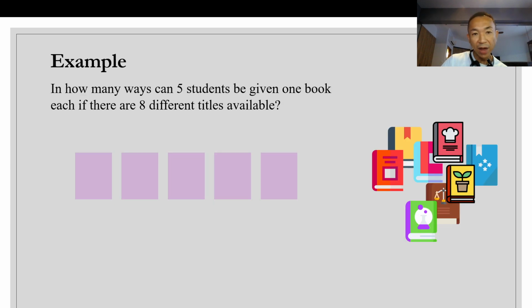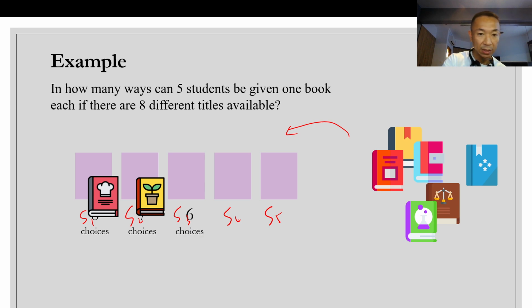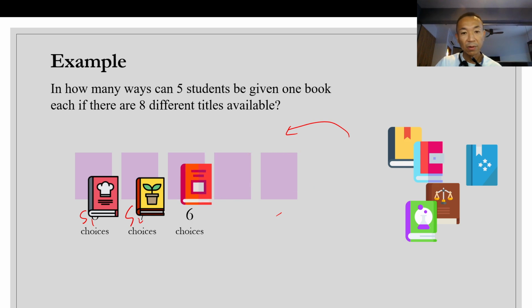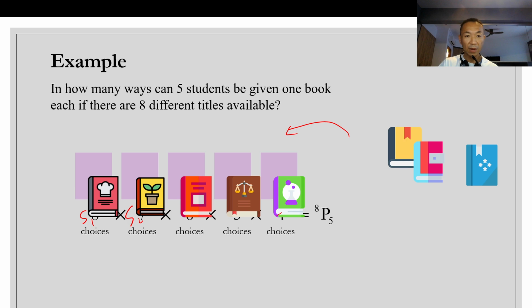Next example, how many ways can 5 students be given 1 book each? So this is basically student 1, student 2, student 3, student 4, student 5. So this problem can be reduced to say, okay, I have 8 books. How many ways can I permute, arrange 5 out of the 8 different titles? So 8 choices, 7 choices, 6 choices, 5 choices, and followed by 4 choices. So therefore, the final answer must be 8P5 here.